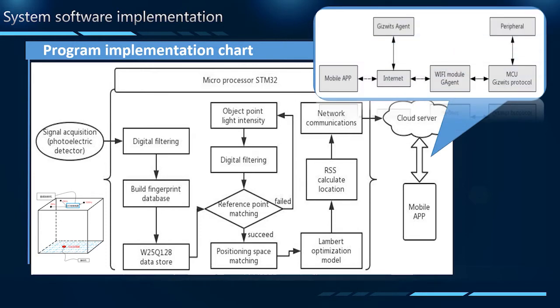And by using Wi-Fi devices with microprocessor to develop a gateway agent, the Internet of Things technology is used to realize the connection between devices and mobile phones, and the positioning information is transmitted to mobile phone clients in real time.